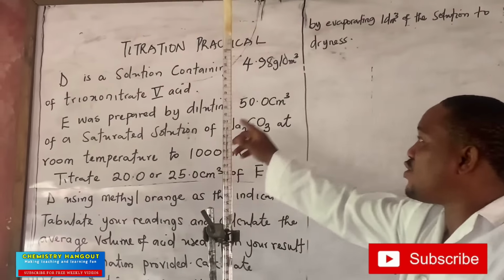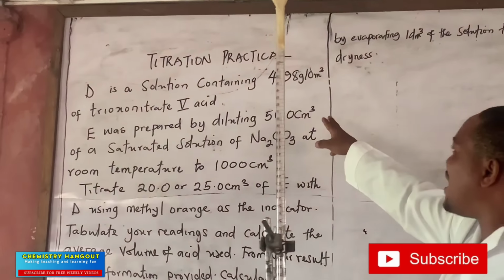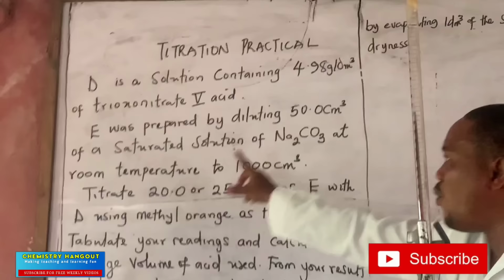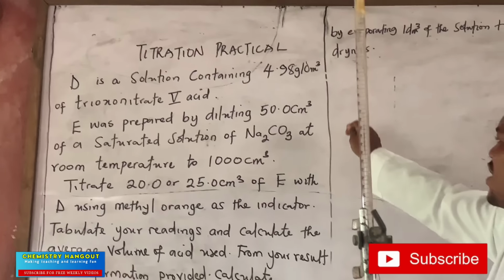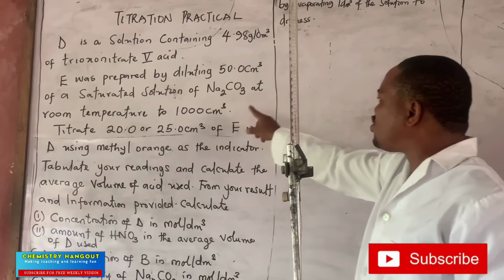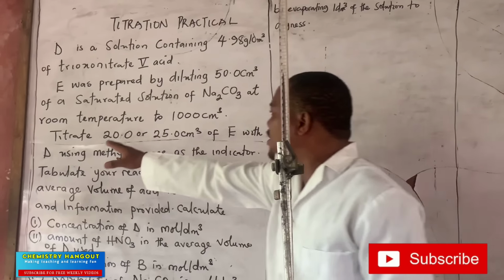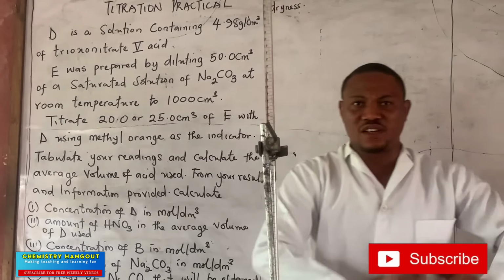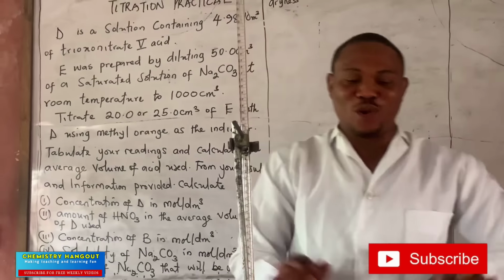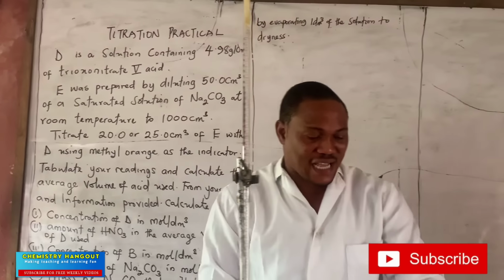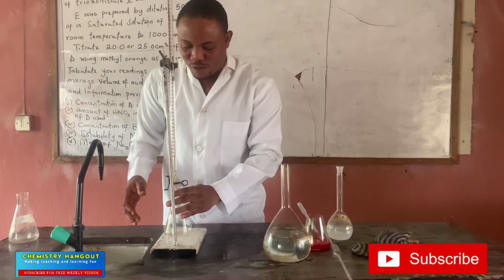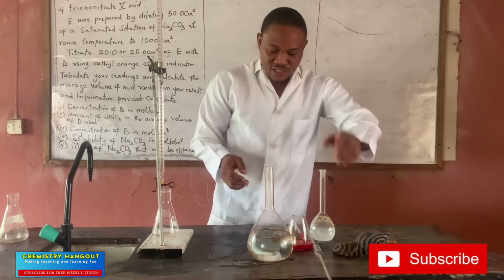D is a solution containing 4.98 gram per dm cube of trioxonitrate (V) acid. E was prepared by diluting 50.0 centimeter cube of a saturated solution of sodium carbonate at room temperature to 1000 centimeter cube. Titrate this. This is just the normal titration. If you are used to my channel, you know we always do this. So let's see how the titration is going to look. What is our average volume of acid going to be like?